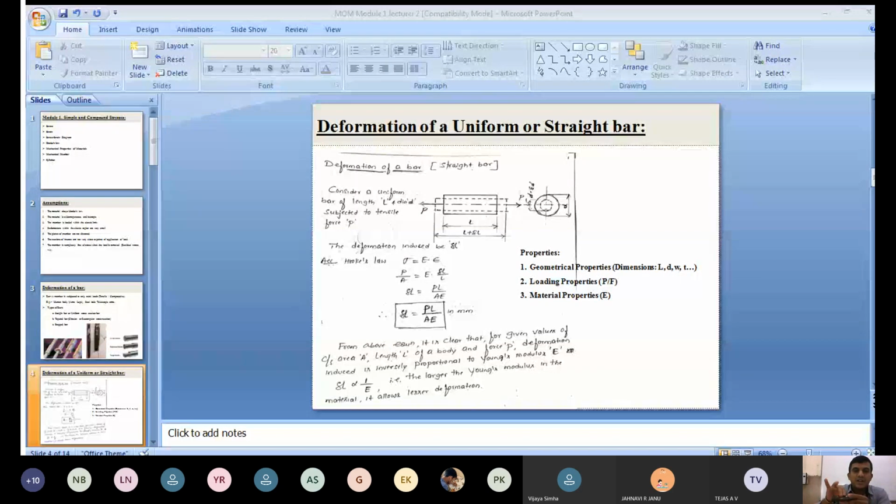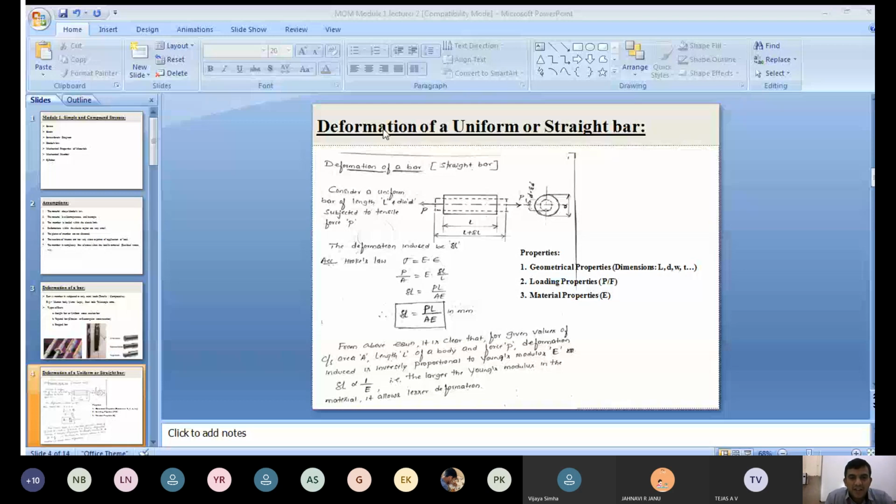What happens? The diameter decreases. You can see in the side view also, the diameter is decreasing here. In the front we can see the length increases. How much does the length increase here? Initial length L, plus change in length, L plus delta L.